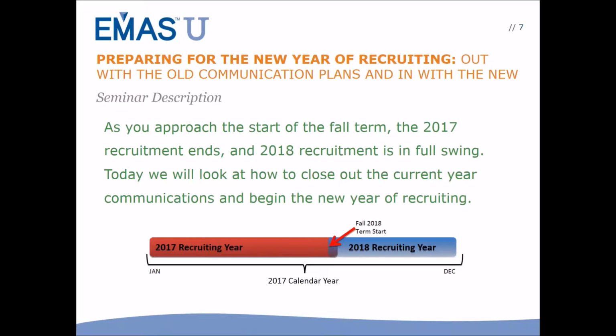Okay, so just a little graphic on how this time of year is kind of a special time of year, because you're ending the recruiting for 2017 and you're starting the recruiting for 2018. So this is just a little reminder that there's kind of a crossover period of time here, and so there's some special processes that happen during that crossover time. Okay, any questions about anything that I've talked about so far?